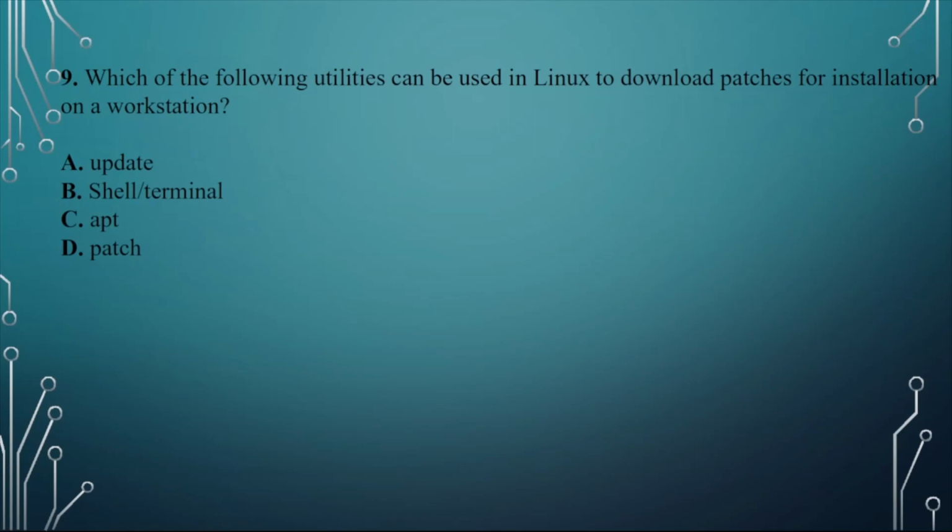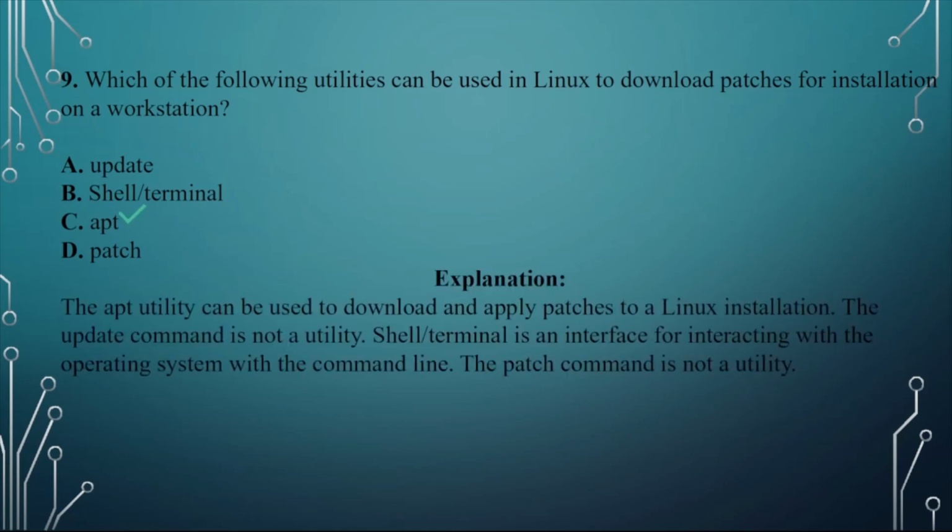Question number 9. Which of the following utilities can be used in Linux to download patches for installation on a workstation? A. Update. B. Shell/terminal. C. apt. D. Patch. The answer here is C, apt. The apt utility can be used to download and apply patches to a Linux installation.